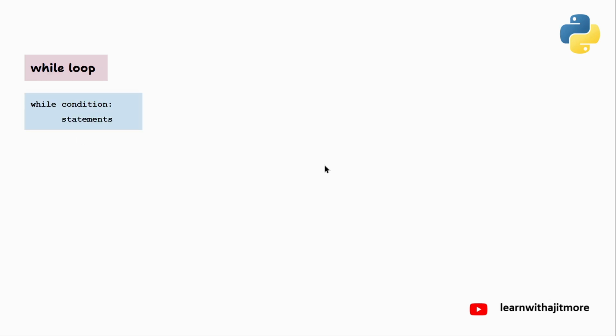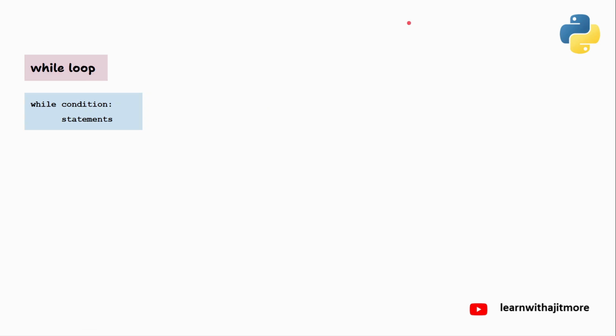Okay, now understand the syntax. How while loop works. While condition, then a colon, and then the body. That statement can be one statement or more than one, any number, it can be one or more than one. Please see to it that it is indented. Indented means they are all typed in the same column.